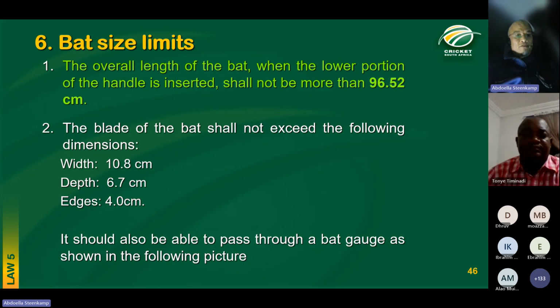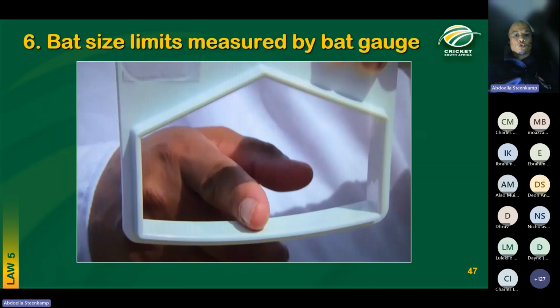We do have a ball gauge, and I do have a picture of a ball gauge. This is Sean George holding a ball gauge. At international level, before the game starts, the fourth umpire will do kit inspections. The fourth umpire will check the pads, the gloves, and the bats. The fourth umpire will put the bats through the bat gauge. If the bat goes through the bat gauge, that bat is legal. If it does not go through the bat gauge, then the bat is not legal.